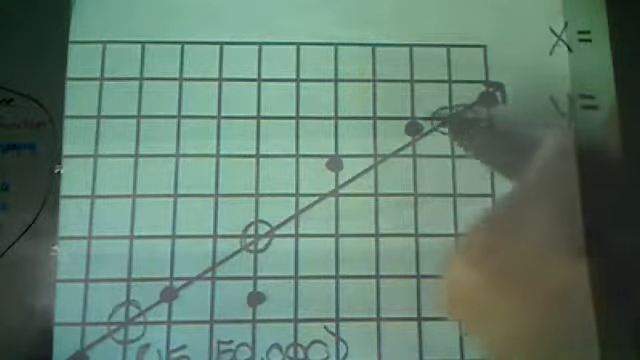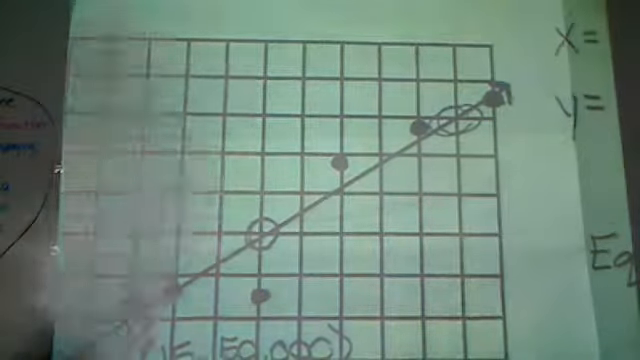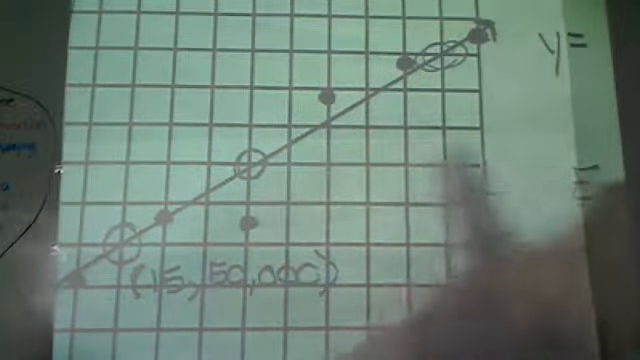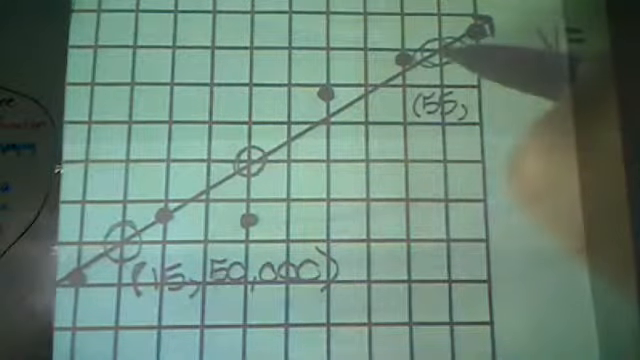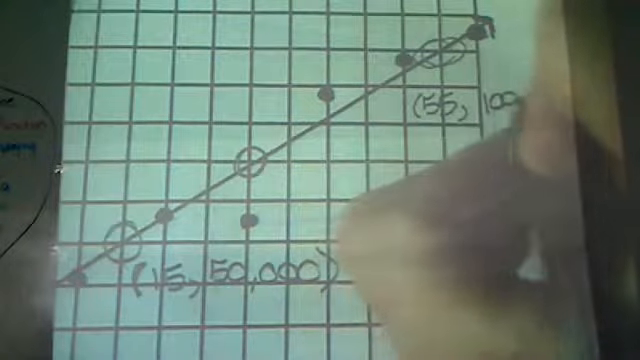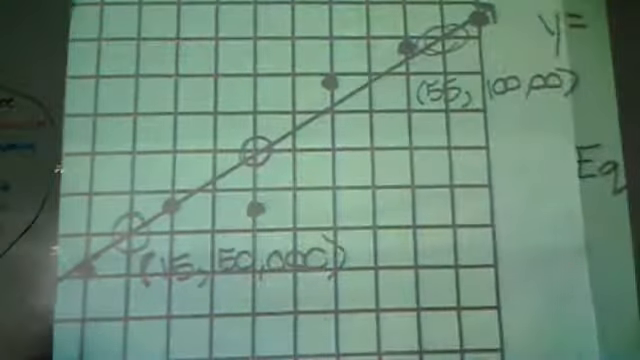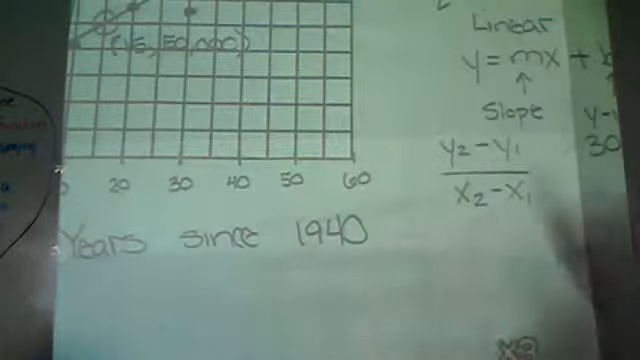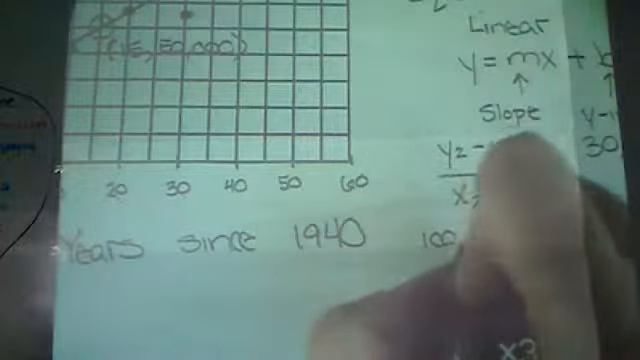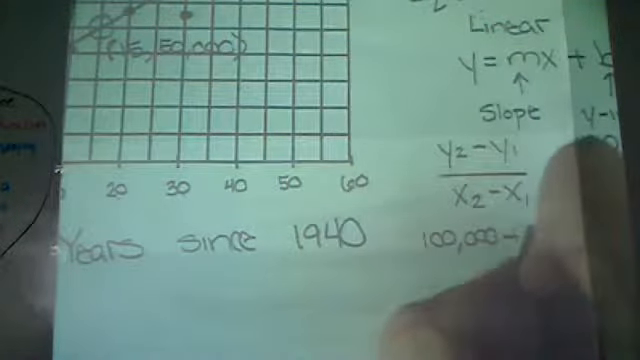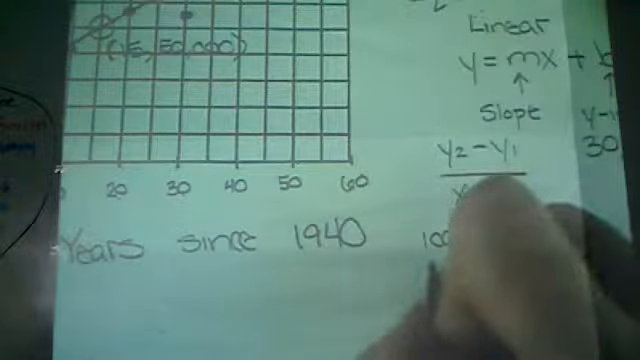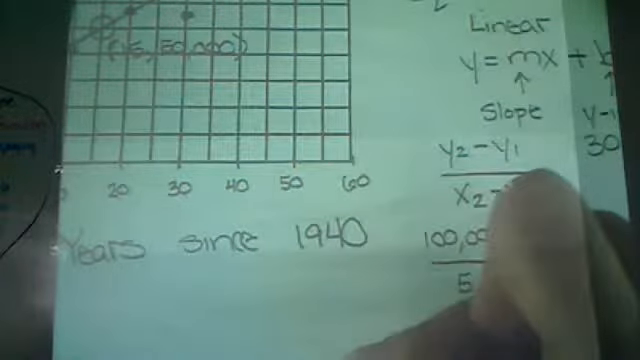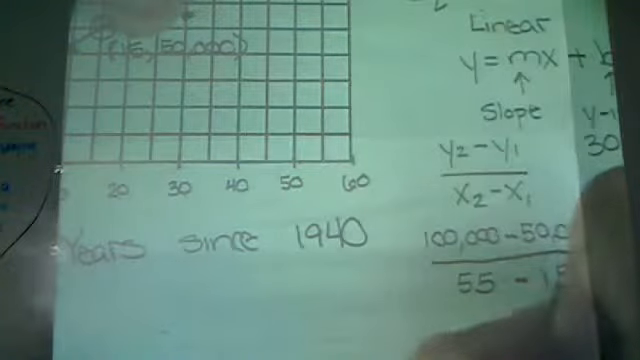Then it seems to be that we hit pretty accurately on this point right here. Ooh, there's an even better one right here. Look how perfectly it hits the grid right there. Let's use that point right there. That point is halfway between 50 and 60, so 55, comma, and then we're right here at 100,000. Now we have 2 points, 2 x's and 2 y's. We're going to plug that into our slope formula. So y2 is 100,000 minus y1, which was 50,000, over x2, so 55, minus x1, which was 15.